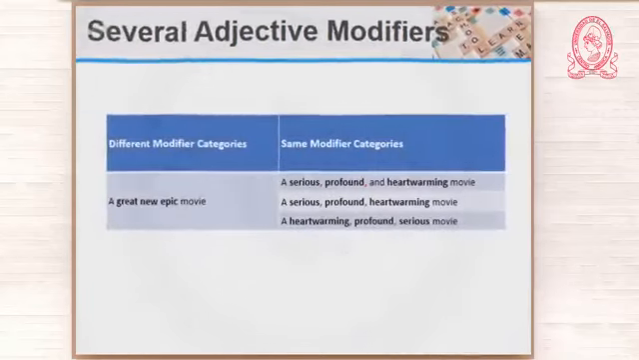Let us continue with our presentation. And there are some other things to know and to remember. What happens when we have several adjective modifiers? We were studying about the order, but let us look at this. Here we have different modifier categories. For example, we have a great, in my opinion, and then you have new, and then you have epic, and then you have movie. Okay? A great, new, epic movie.